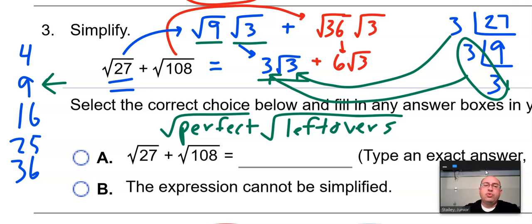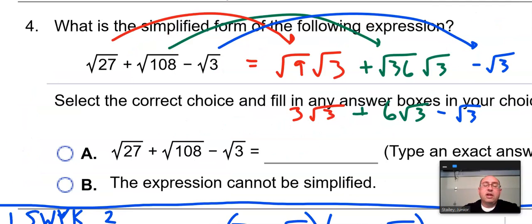All right, now when you go to the square root of 108, you look for a bigger number. Well, you look for the biggest number you can find. In this case, it is 36. It goes in 3 times. Therefore, you can take the square root of 36 and get 6 radical 3. Now it's easy to see that they are like radicals, and I can add them together. 9 radical 3 is the final answer.